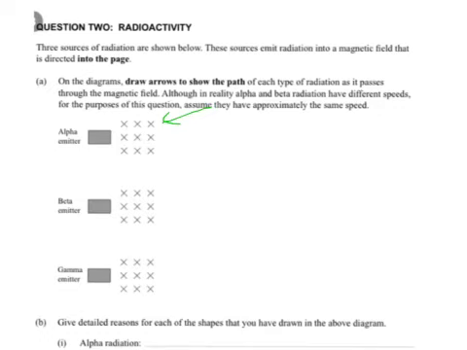Anyway, on the diagrams, draw arrows to show the path of each type of radiation as it passes through the magnetic field. So this is a right-hand slap rule that you are applying. Although in reality alpha and beta radiation have different speeds, for the purposes of this question, assume they have approximately the same speed. Okay, so that adds a little bit of a layer of complexity. So let's just get the general direction first.